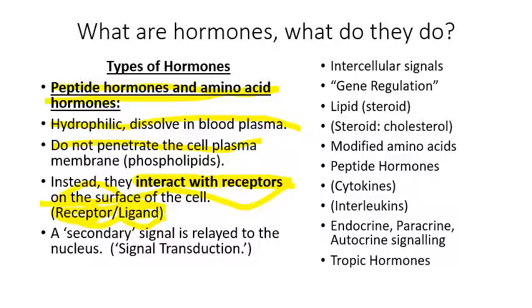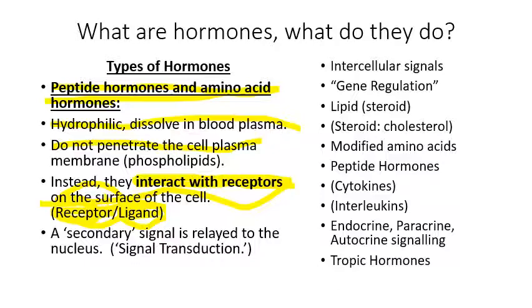All right, but once the specific peptide hormone or the specific amino acid hormone or the specific cytokine or growth factor or interleukin binds to this receptor that it's meant to bind to, it will stimulate that receptor, and that receptor will set off a cascade, a kind of relay race inside the cell where the signal is transmitted from the receptor on the outside to another molecule on the inside. That molecule will stimulate another molecule, which stimulates another molecule, which eventually relays the signal to the nucleus.